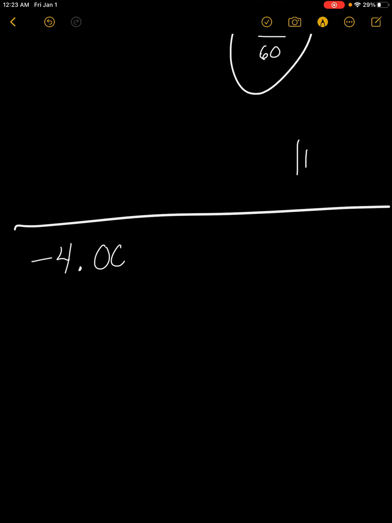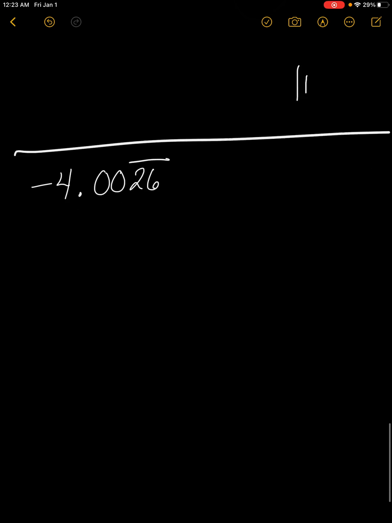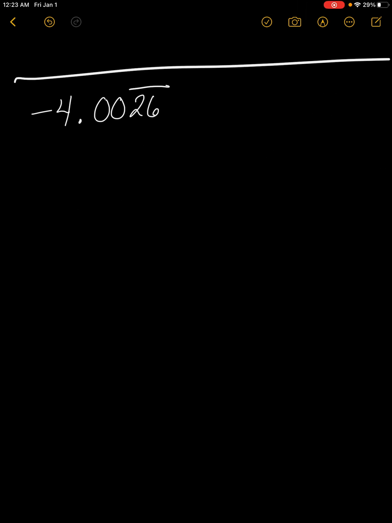All right, we got negative 4.00 with a 2, 6 repeating. The 2 and the 6 are repeating this time. This will be the last one. Once you get this down, all of them are pretty much the same. So the -4 part I'm not going to worry about. I'm just going to do the 0.0026 part.